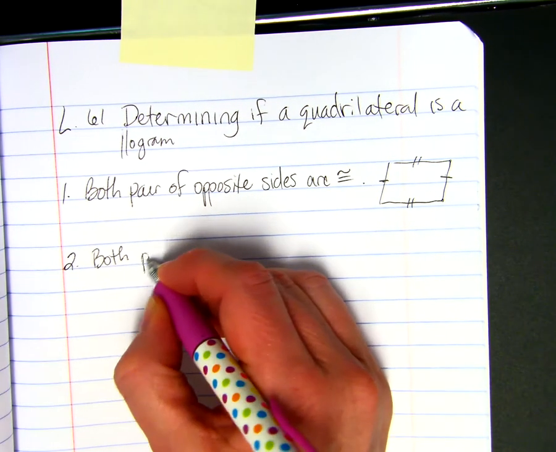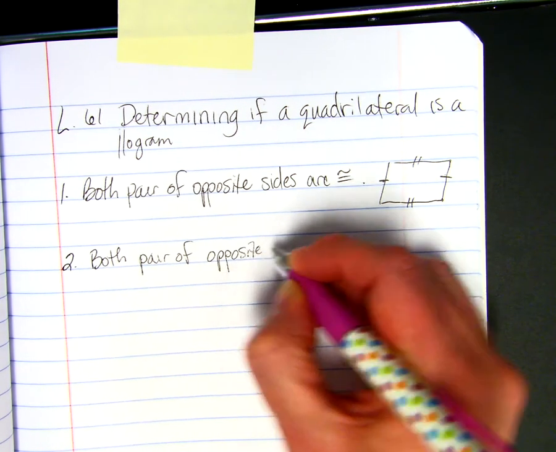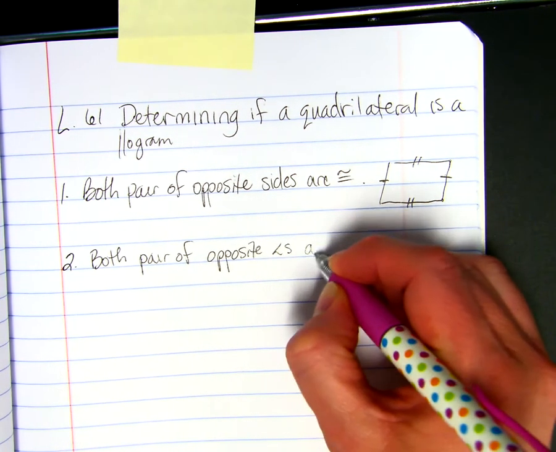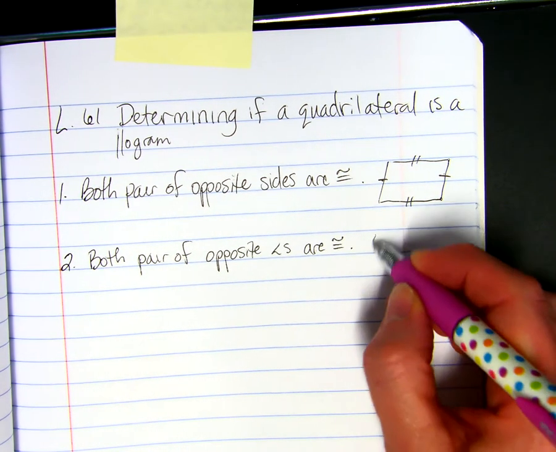If both pairs of opposite angles are congruent, then it's a parallelogram.